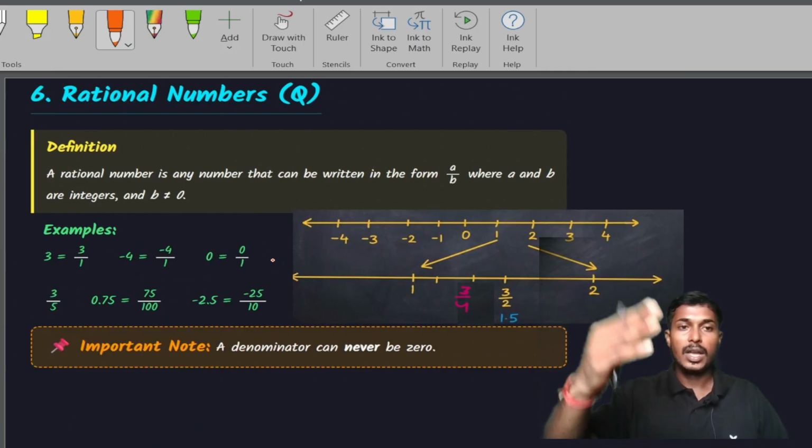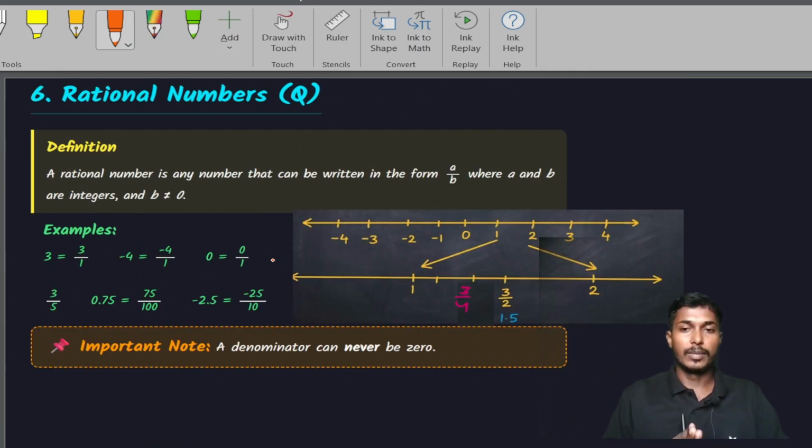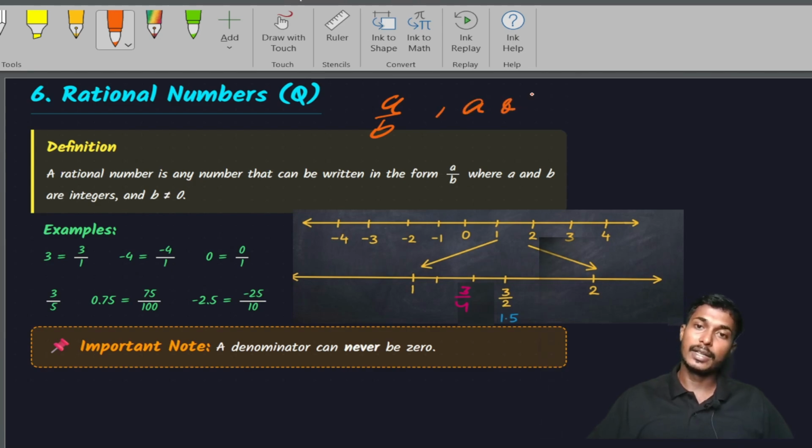Is that thing clear? Let us talk about rational numbers. This is a new definition for many of you, and some of you might already know it, but there are a few things you should know about rational numbers. A rational number can be any number which can be represented in the form a by b, but the condition is that both a and b should be integers. And now you know what an integer is, right?